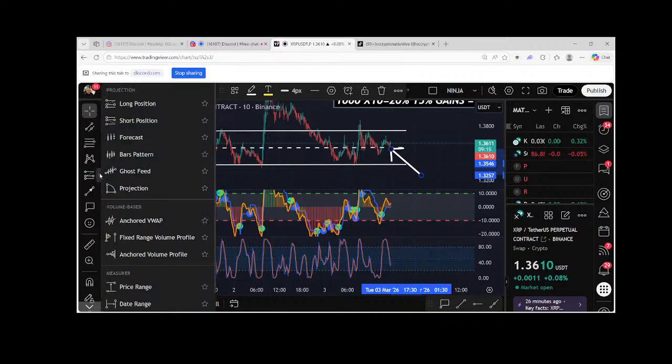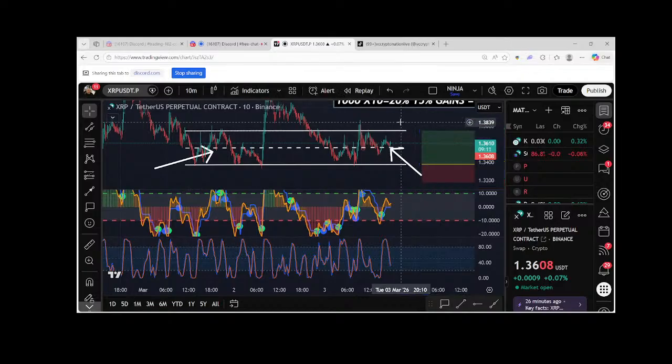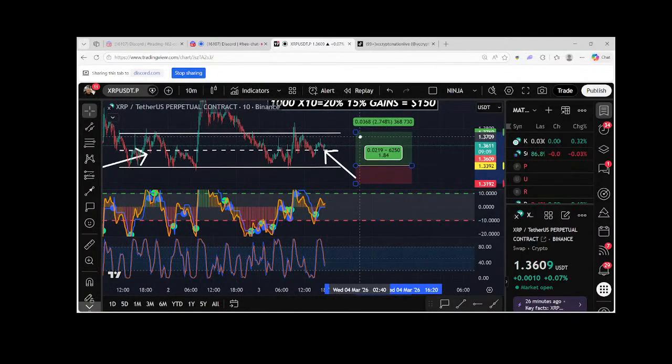Now the next thing I'm going to do here is measure the parallel channel before I even do anything, because I need to make sure that if I'm trading in this parallel channel, the percentages are actually something I can make money on, right? So this is where the system comes into play.